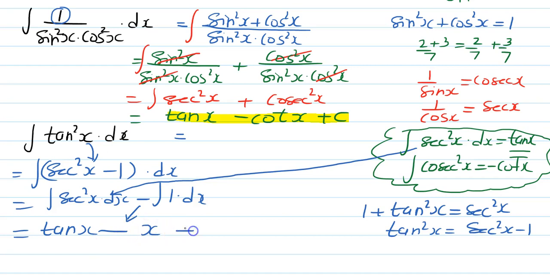So tan x minus x and plus a constant here. So this is your answer: tan x minus x plus c. That's the integration of tan square x.